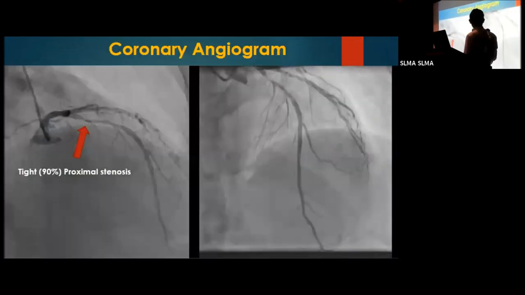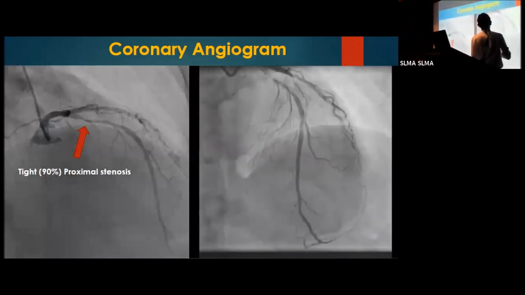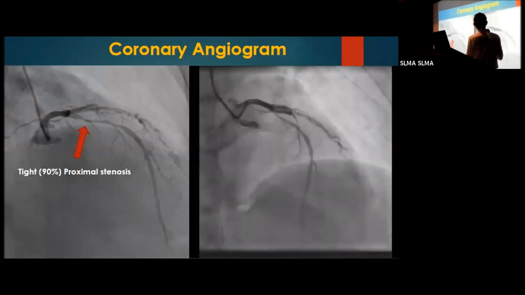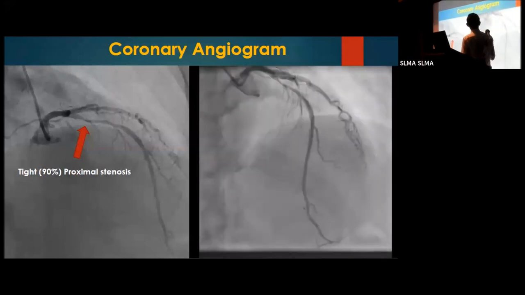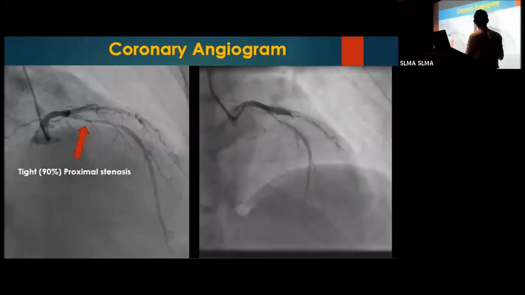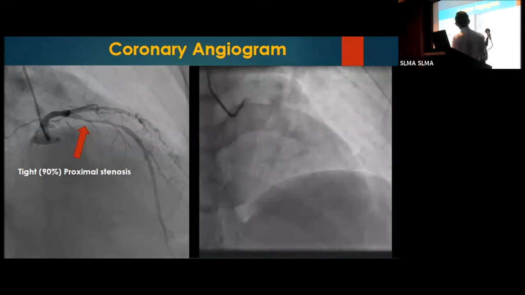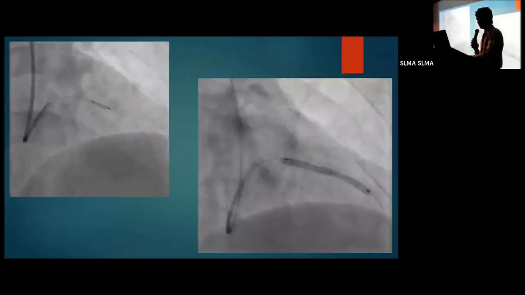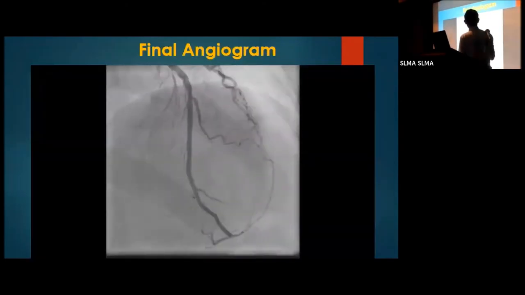So we went ahead with the coronary angiogram of this patient. As you can see, there's a critical narrowing of the left anterior descending artery. This is the narrowing. I have made a clip, a still image, to show that tight lesion. What we have done is we have put in a stent, and this is the final angiogram.